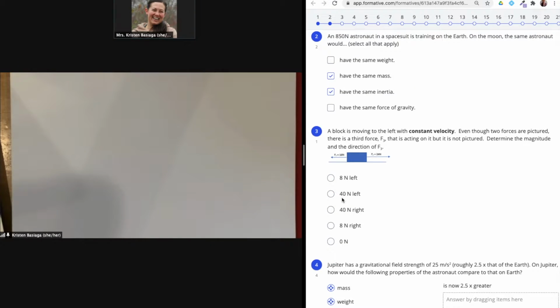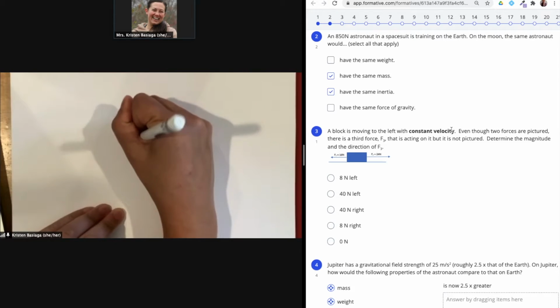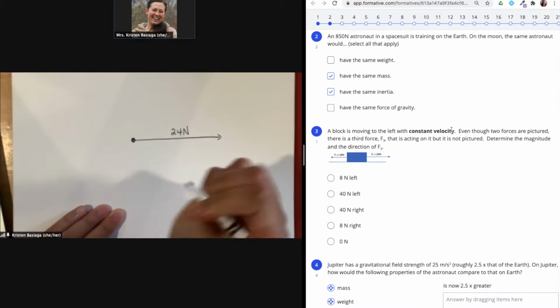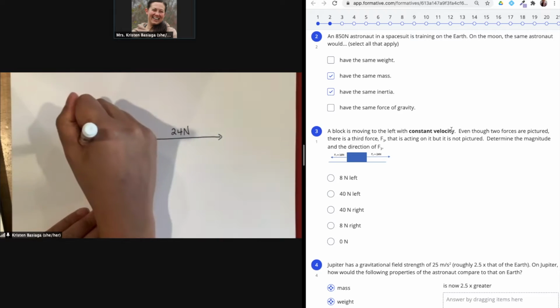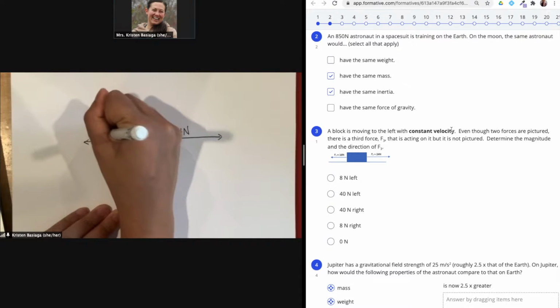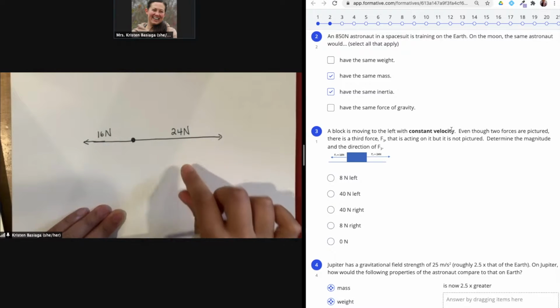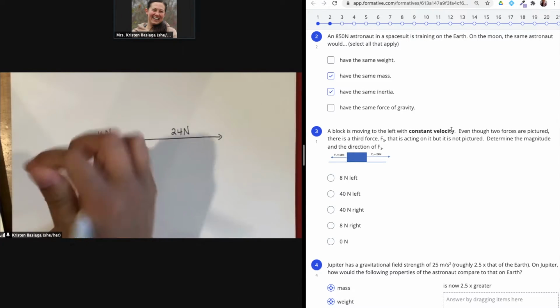For number 3, a block is moving to the left with constant velocity. Notice that that keyword is highlighted. There are 2 forces pictured, but there is a missing third force. So let's draw this out. I have 24 newtons to the right, 16 newtons to the left, and in order to be in equilibrium, I need to find the missing force.